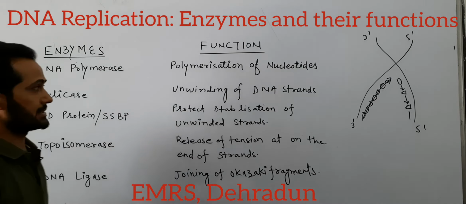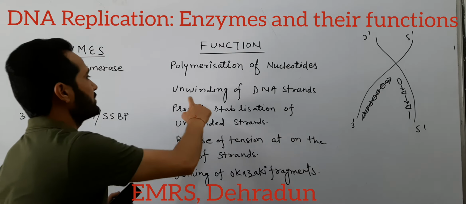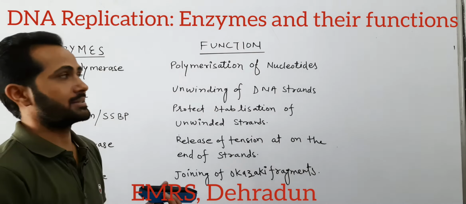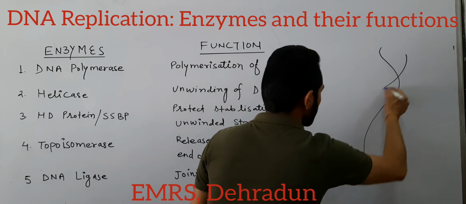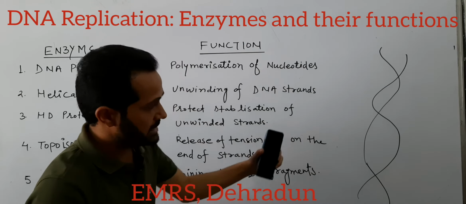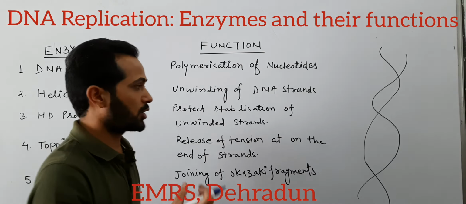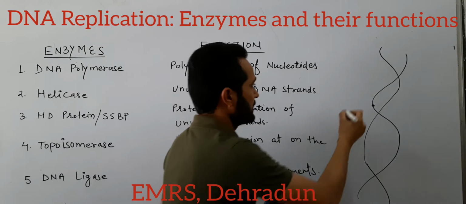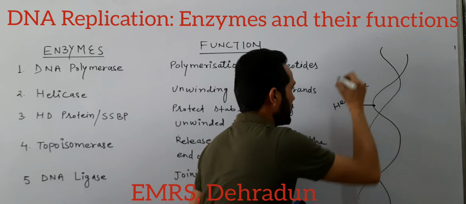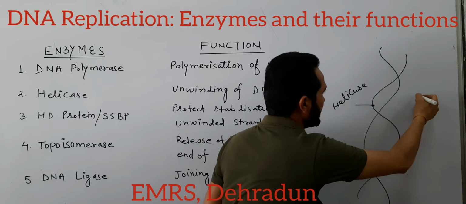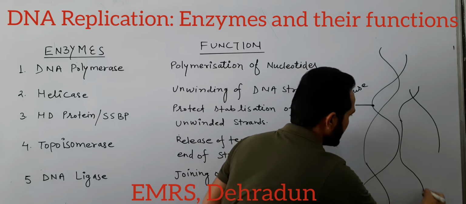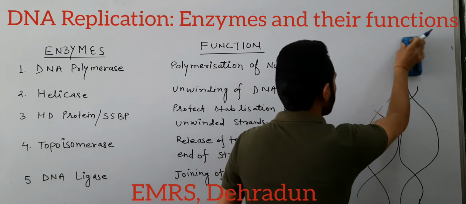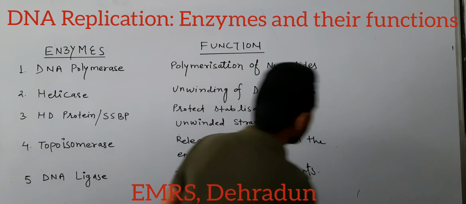Another important enzyme is helicase. Its function is unwinding of DNA strands. As we know, DNA replication starts with the unwinding of the double helix. This is the structure of DNA. There are specific places called ORI, the origin of replication, from where replication starts. If we assume that ORI is here and unwinding starts from here, then with the help of the helicase enzyme, the strands start to open like this. So helicase helps in unwinding of the DNA strands. The second enzyme is helicase.